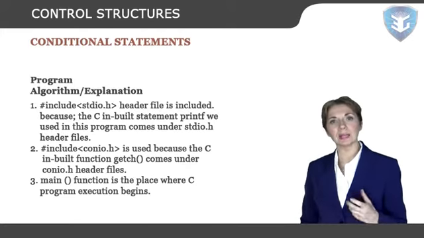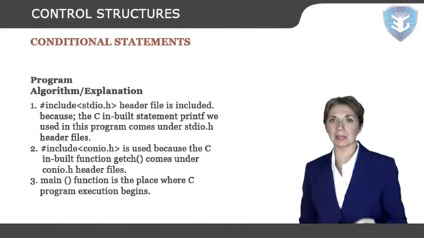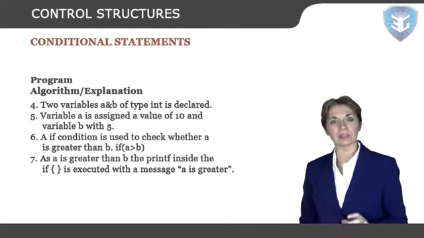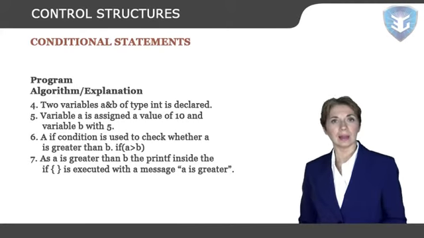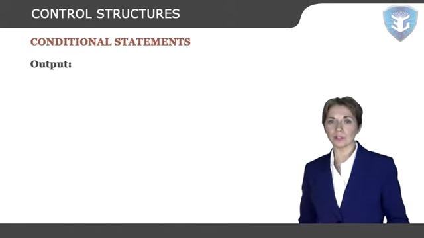Main function is the place where C program execution begins. Two variables A and B of type int are declared. Variable A is assigned a value of 10 and variable B is assigned 5. An if condition is used to check whether A is greater than B. If A is greater than B, the printf inside the if is executed with the message A is greater. Output is shown on the screen.